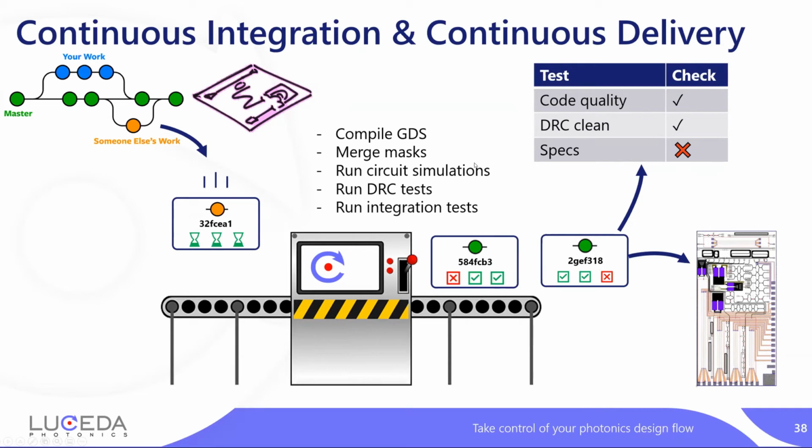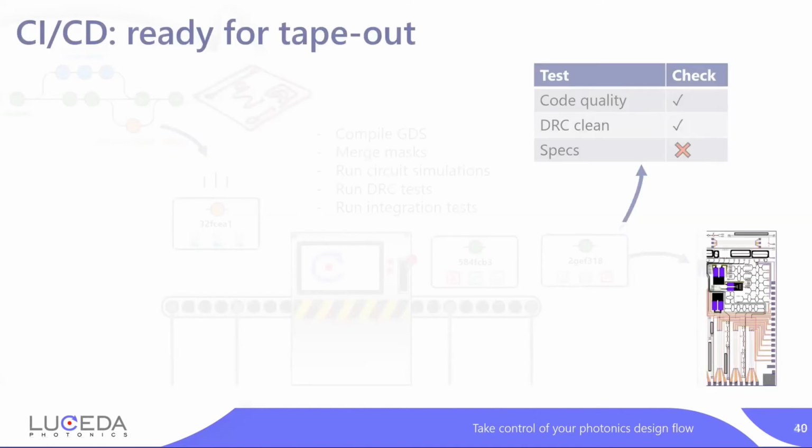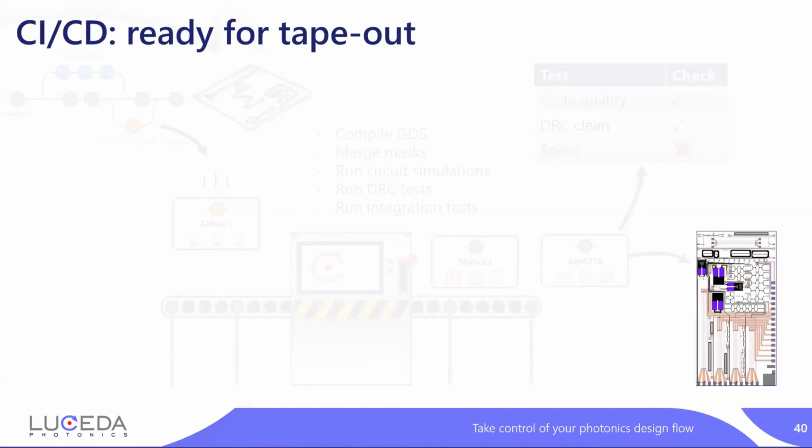This is very interesting for three different reasons. One reason why this is super useful is that you always know where you are in your project, because you have a reporting system that you can set up based on some specs which are important for your project. You can always know at any time where you are, and if you make a variation and suddenly it's not DRC clean anymore, you can fix it quickly and so forth. The second is that you can always be ready for a tape-out, and that's the continuous delivery part. So you're always ready to deliver when needed.